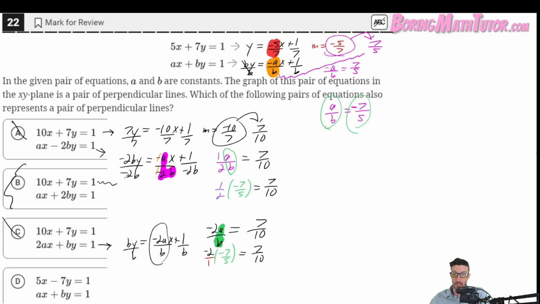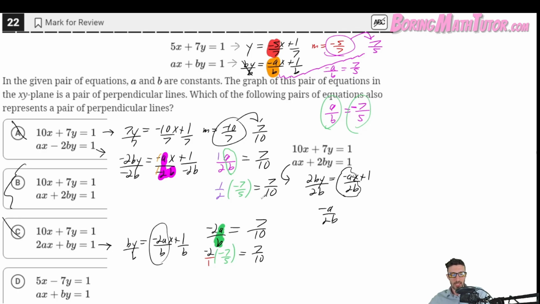And I don't know why I skipped b. I don't know how that happened, but whatever. Let's now take a look at b. So for this one, let's write it on the side over here. And we're just going to have to work on solving this one for y. So it's 2by equals negative ax plus 1. Divide everything by 2b, which really is all we need. Negative a over 2b. Will that equal the infamous 7 over 10 that we got from that first part?